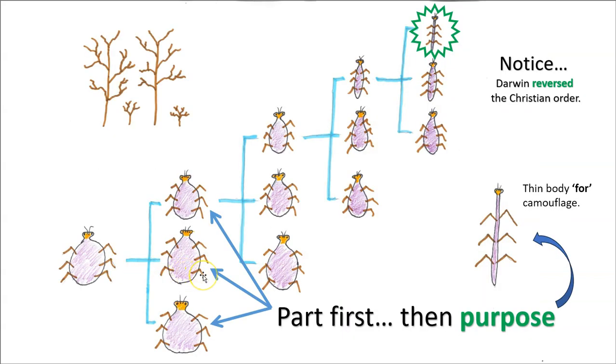Well, Darwin comes along and reverses that. So notice the parts are happening first. Through the process of reproduction, we get individuals with variations in all kinds of parts. In this case, we're focusing on the body shape. So the part comes first, but then the purpose comes later as the individuals have to just use whatever parts they have, and the individuals with the thin bodies, it turns out, escape detection more often than the thicker-bodied one. So the thin body comes to have a purpose, camouflage.